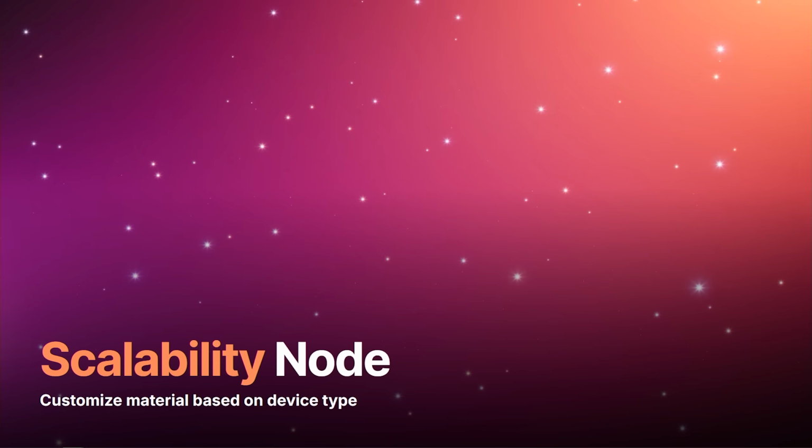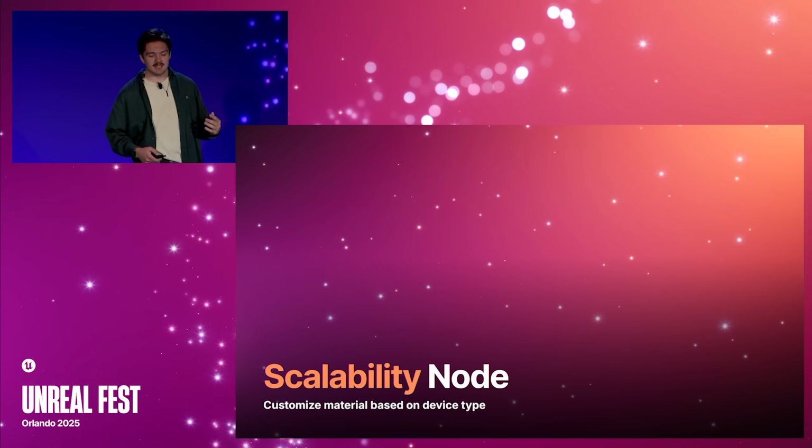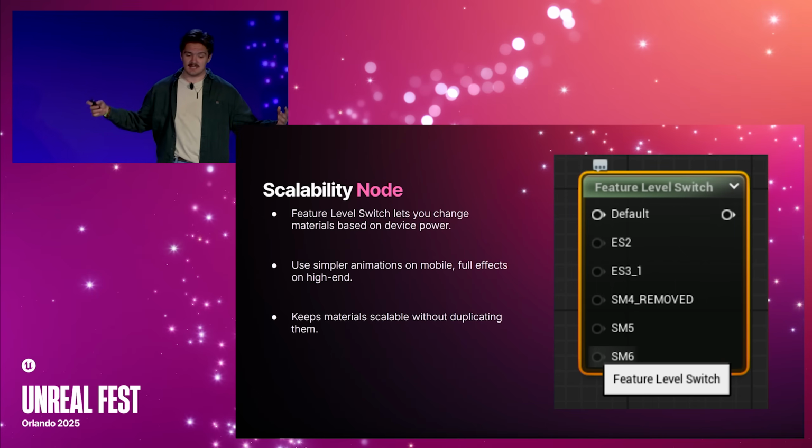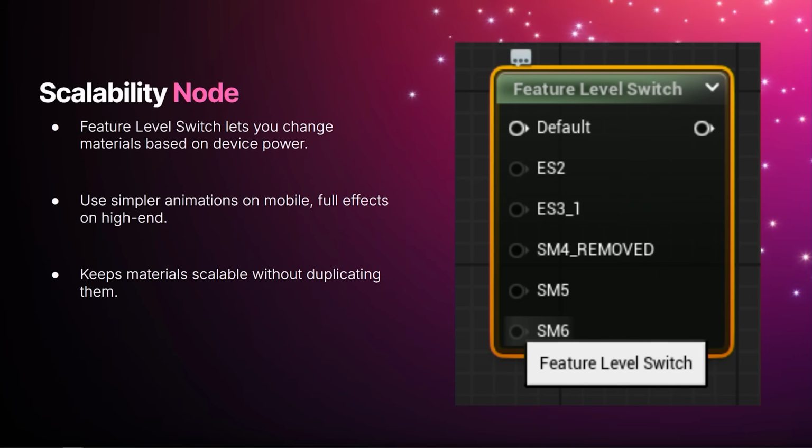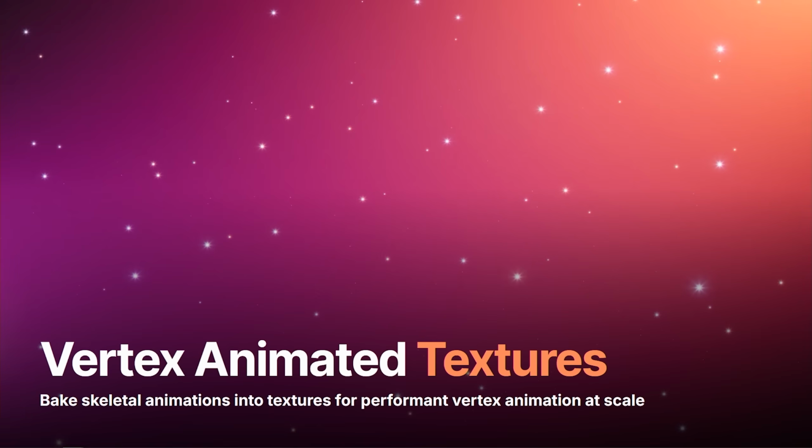So I also want to quickly go over the scalability node for optimization. You have access in materials to the scalability node, which lets you change materials based off of the power of your device. If you want to add in extra visual effects to a higher end device versus keeping it simpler for something like a phone or a Switch, you're able to do that. And it lets you manage it in one material while still delivering smooth performance on weaker devices and full fidelity visuals on powerful hardware.